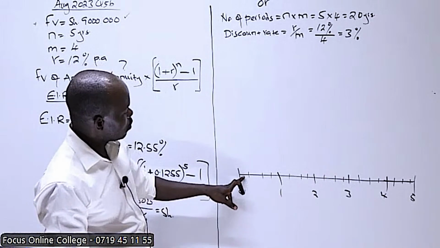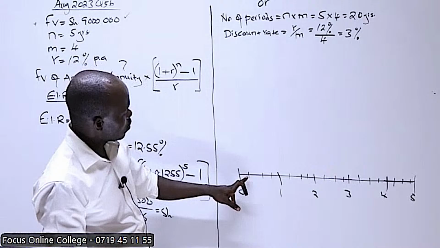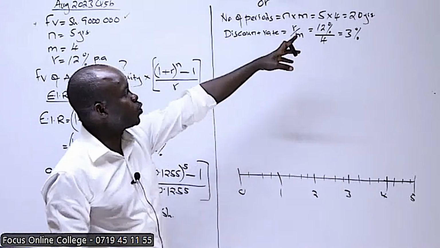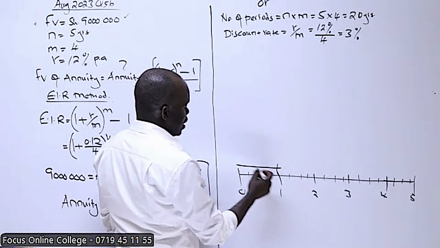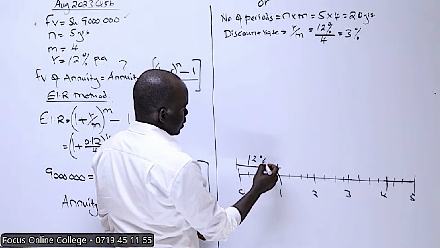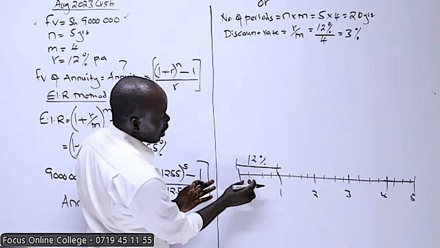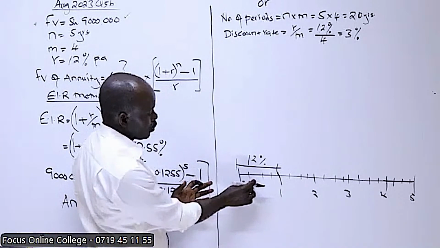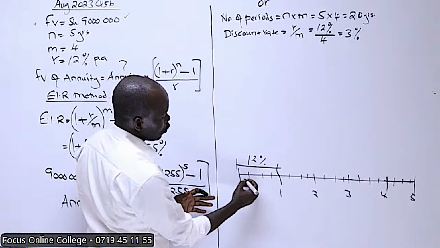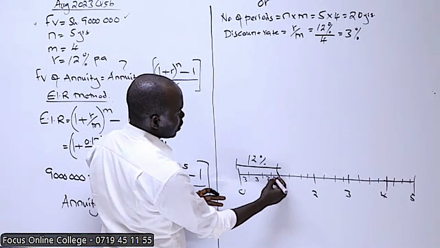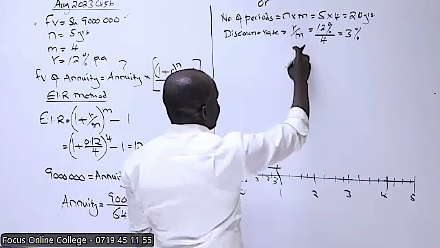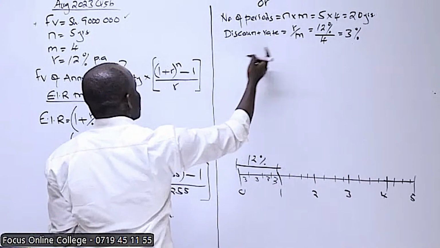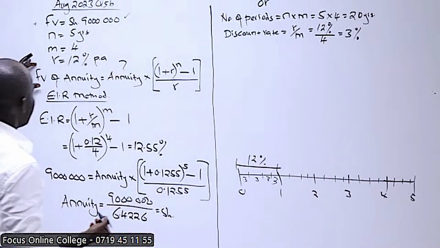We are supposed to count these: 1, 2, 3, 4, 5, 6, 7. There will be 20. Then the interest rate that we have is for 1 year, 12%, but we are only compounding quarterly, for 3 months. So you divide by 4, you get 3, 3, 3, 3, which must add up to 12. That's why we're saying R over M, we're getting 3%. So with that now, we can apply this formula.